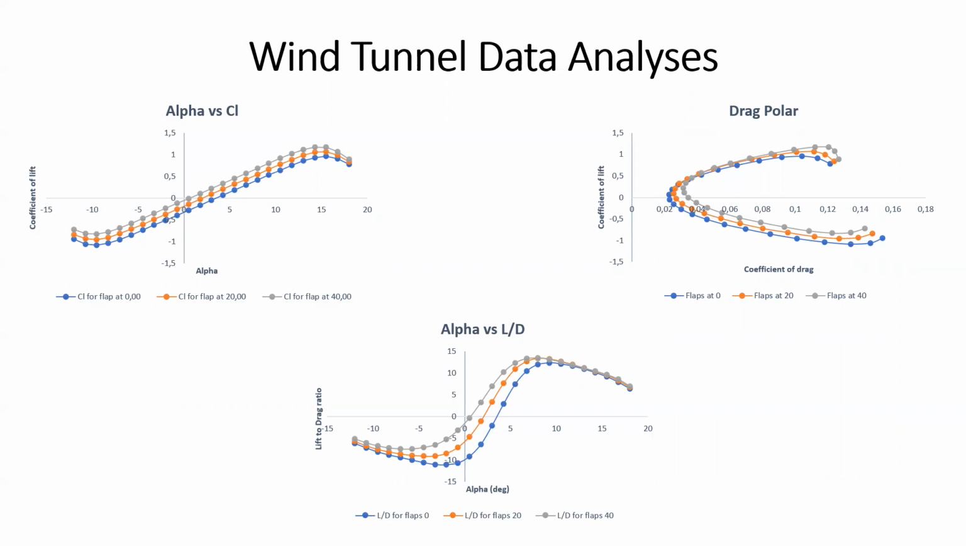And then, when we are assessing the alpha versus the ratio of lift and drag, we can see that with flaps at 40, we will get a better L/D for a smaller angle of attack.